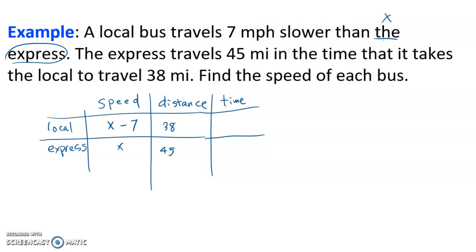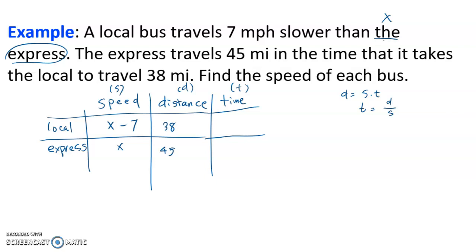So all I have to do is find out the time for each kind of bus and then make them equal. Okay, so how do we find the time, knowing the speed and the distance? Well, let's say speed is s, distance is d, and time is t, for example. So distance is equal to the speed times time, right? So time must be equal to the distance divided by the speed.